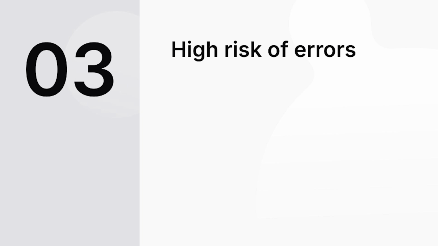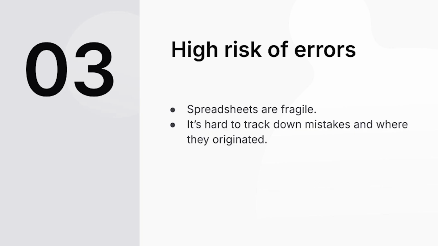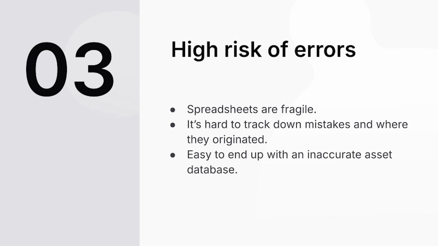Also, high risk of errors. Spreadsheets are fragile. One mistyped serial number can throw off your entire inventory. A single missed row or forgotten update can mean that an asset exists on paper but not in reality. If multiple people have access to the spreadsheet, you have no idea who changed what, and if a mistake happens, it's tough to track down. Human error is inevitable, and when one mistake leads to another, you end up with an inaccurate asset database.